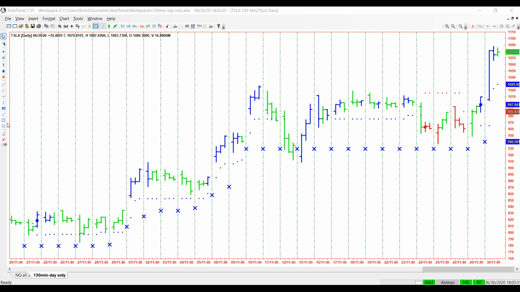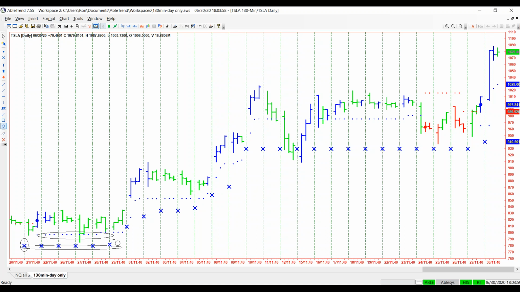A beautiful sell signal back over here. And what we're looking for is the first blue X. Look for the cross first. This is like daily support. It's where buying is going to come in, meaning the price is going to come down to these crosses, which is the daily support, and stop. The dots are the 130-minute support.